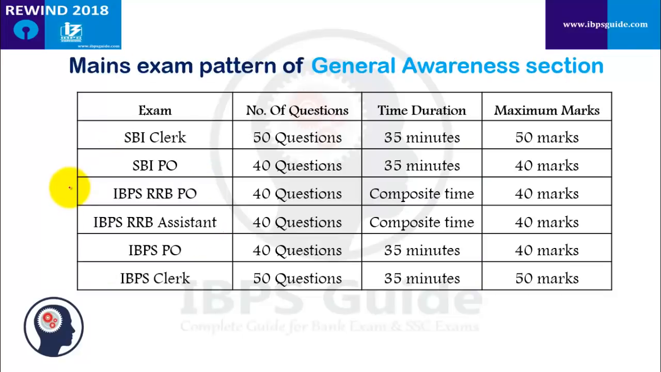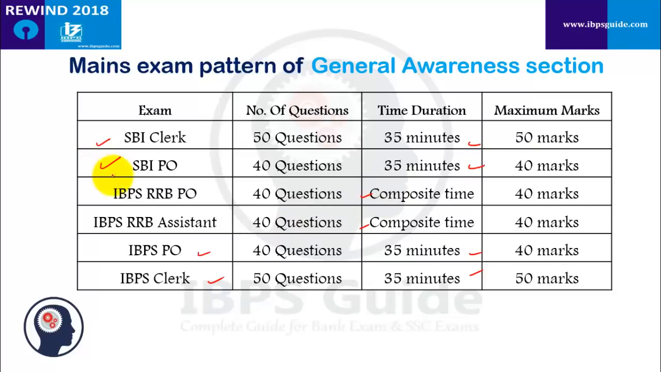Now let's move toward the general awareness section. This section is very important, friends, for the final selection. In SBI Clerk and SBI PO, the time duration is 35 minutes. In IBPS PO and IBPS Clerk, the time duration is 35 minutes. But in IBPS RRB PO and IBPS RRB Assistant, composite time is given, meaning no fixed time duration.